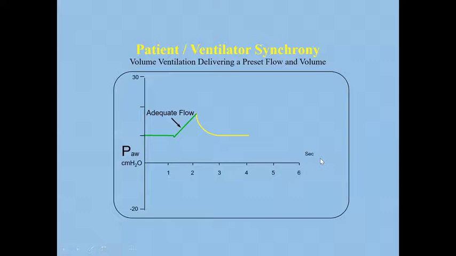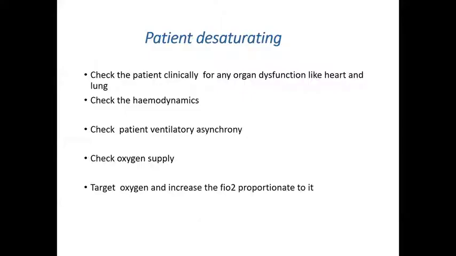Okay. Now, the patient-ventilator dysynchrony. I'm not coming to the curve, so leave the curve. It will make that thing more complicated. Patient desaturating. What will you do? First, check the patient. The patient is desaturating. For the time being, you increase the FiO2 and check.